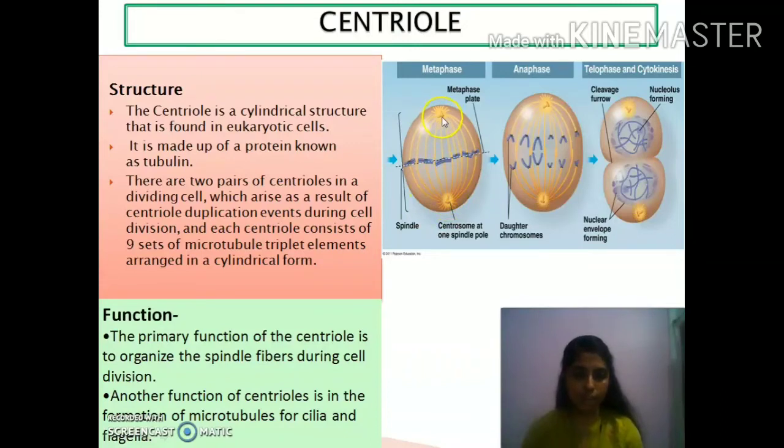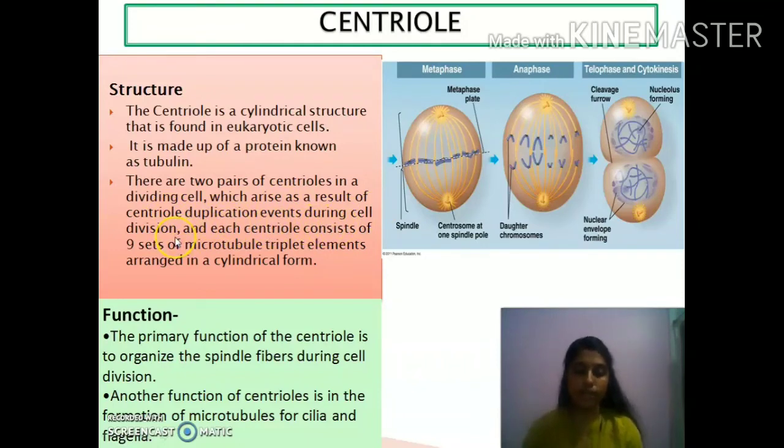Here is 1 pair, there is 2, you can see 1, 2, that means 1 pair, and here also 1, 2, that is another pair. That means 2 pairs are present in a dividing cell, that is 4 centrioles are present. Clear? Which arrives as a result of centriole duplication events during cell division.